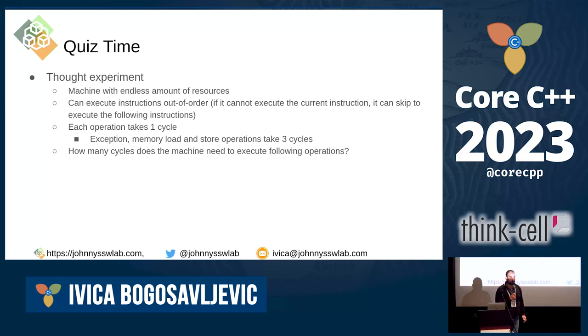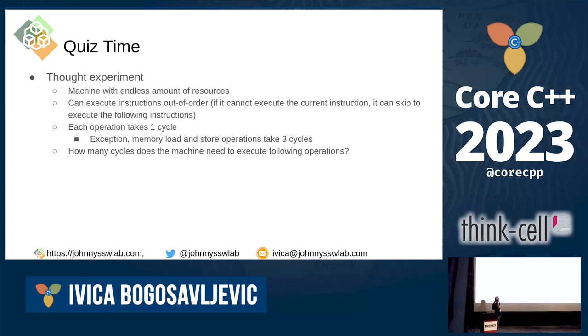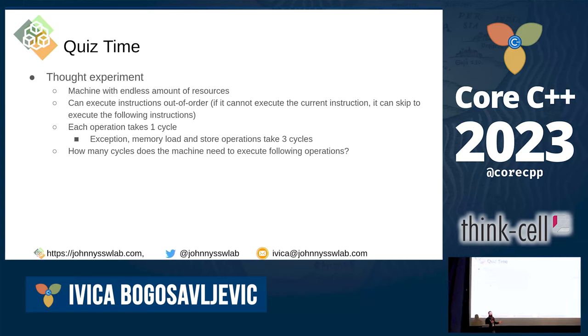Now let's do a little quiz, and this will require that you think about it a bit. We have a machine with endless resources. It can load as many memory locations as you like. It has unlimited loads, unlimited stores, unlimited ALU operations, floating point operations, whatever. It can also skip over an instruction if it doesn't have all of its parameters, and execute the next instruction, and the next one, until it finds one that has all of its input parameters ready. Each operation takes one cycle, except for loads and stores that take three cycles.